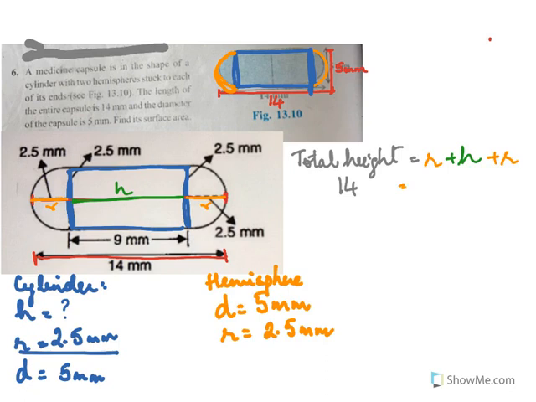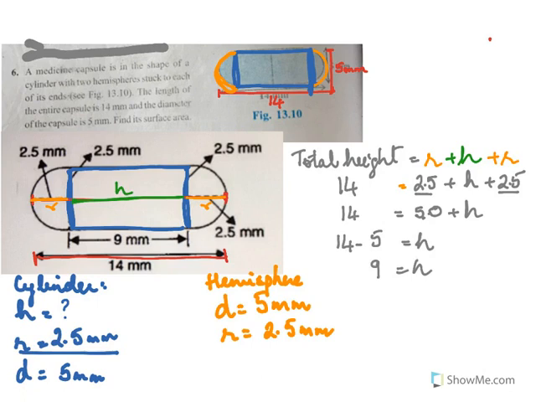Now out of this we already know the radius. The radius is 2.5. We do not know the height. Here the radius is 2.5. So 14 equals 2.5 plus 2.5, which is 5, plus height. So the height is 14 minus 5, and 9 is the height. So this is the height of the cylinder. So let's go back to what we didn't know. We didn't know this height. Now this height is 9 mm. We got it from here, 9 mm.